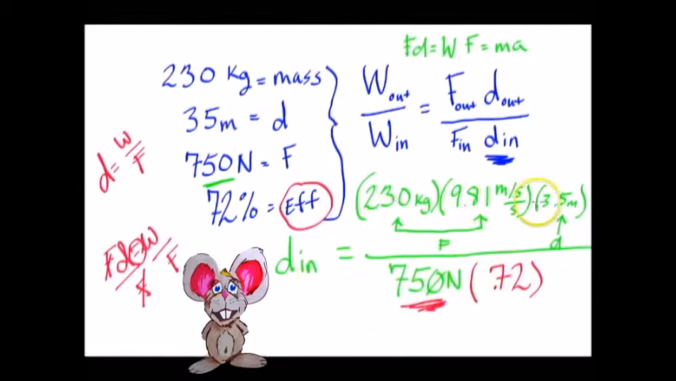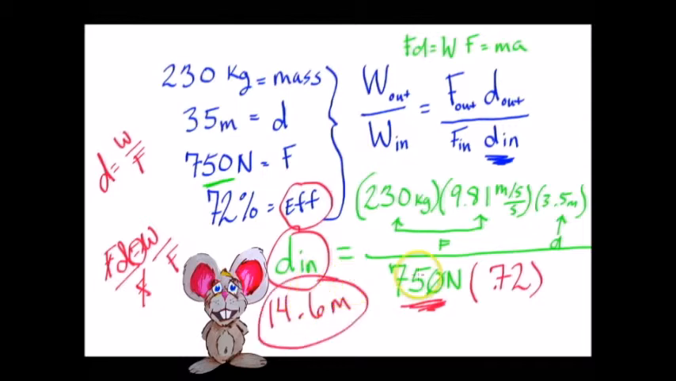And what that does is causes us to calculate this, divide it by this, and that will give us our distance in terms of meters, and that comes out to 14.6 meters. And you can go ahead and calculate this. All you're going to do is type into your calculator 230 times 9.81 times 3.5 divided by this result right here, that is 750 times 0.72. So you'll go 750 times 0.72, then you'll calculate this up here, and then you'll divide the two. And of course, treating this as the numerator and this as the denominator. You'll come out to 14.6.